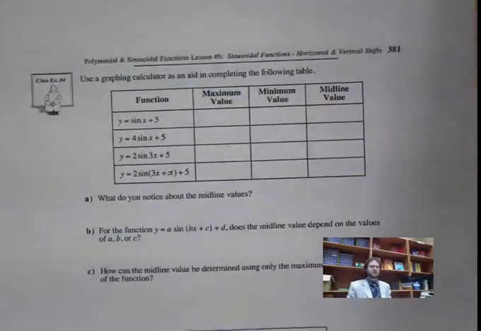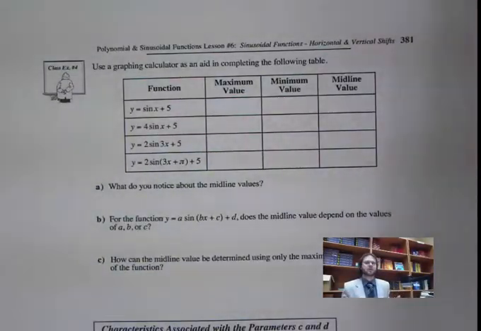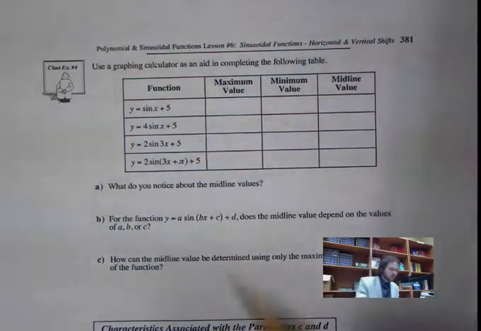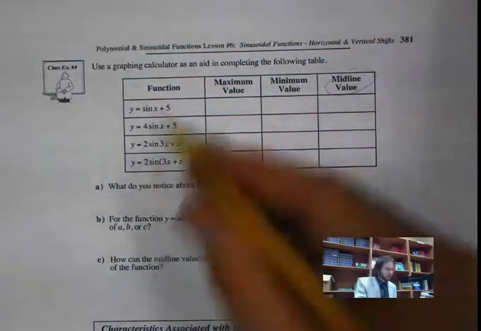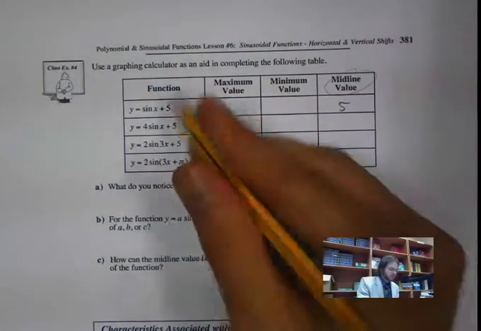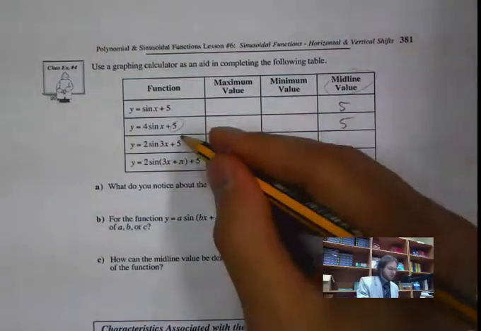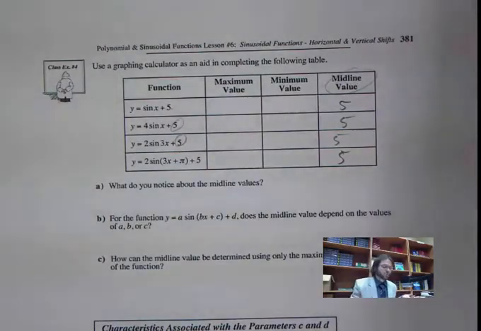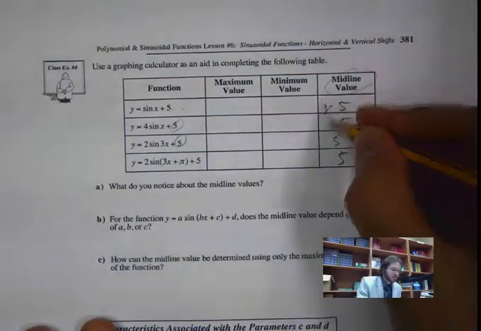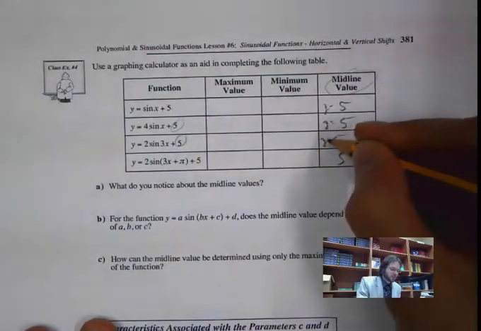Now, let's take a look at this one here. It says to use your calculator to solve, but I'm not going to use the calculator. I'm going to explain it out to you because I think that would help more. So, my midline value. Well, we know that's always equal to my D value. So, in this case, it's 5. This one here is 5. This one here is 5. 5 again. So it's always y equals 5, right? Midline value is y equals 5.